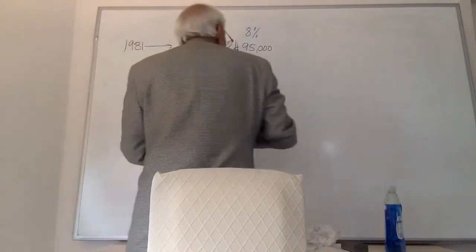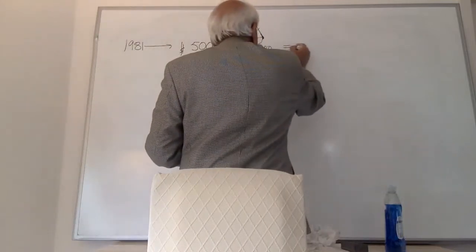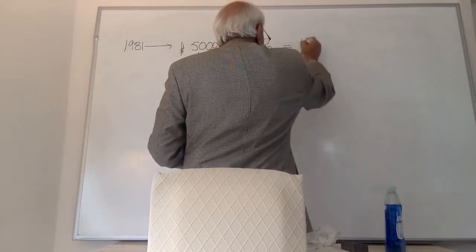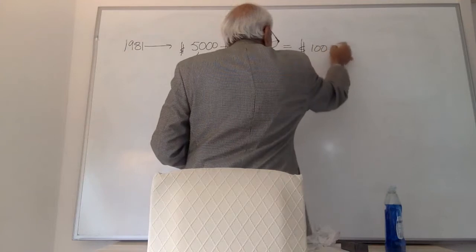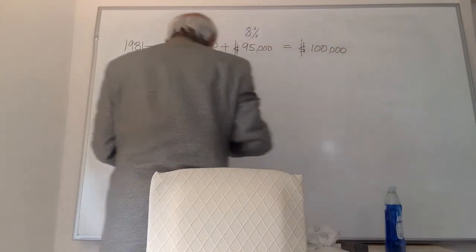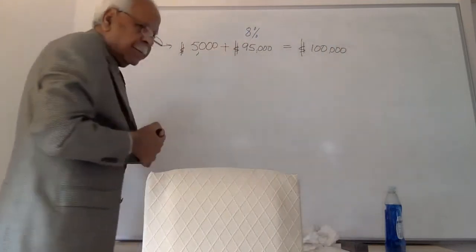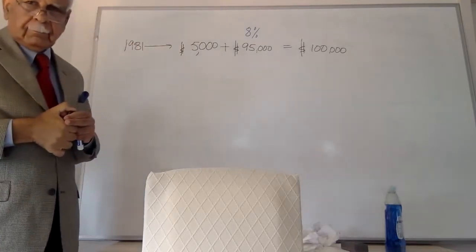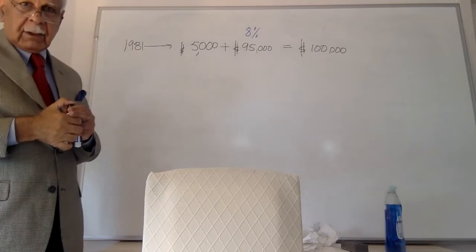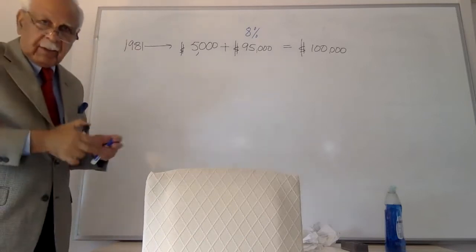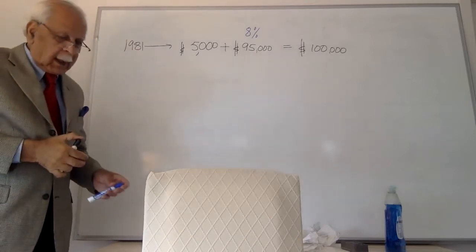And now Mr. and Mrs. Johnny have how much? $100,000. Yes. Now they can buy the house. They buy the house and they move into the house.